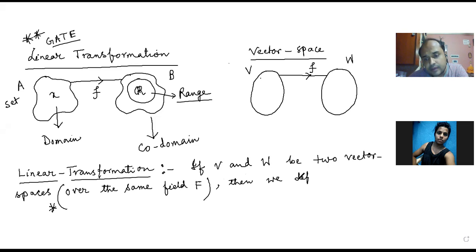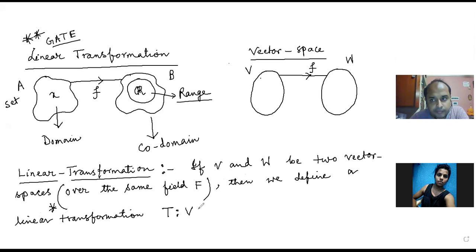Then we define, let us not call it a function, let us call it a transformation. We define a linear transformation capital T from V to W.